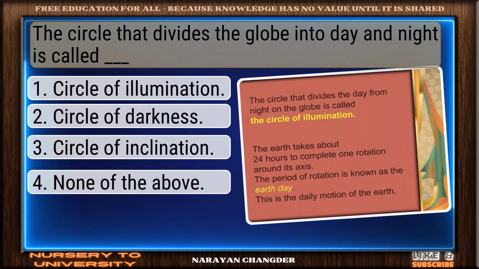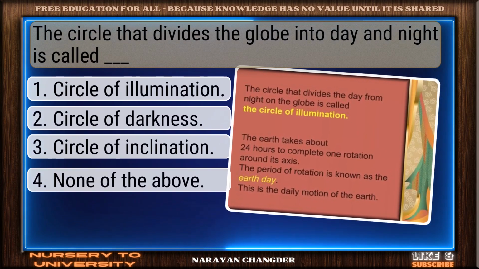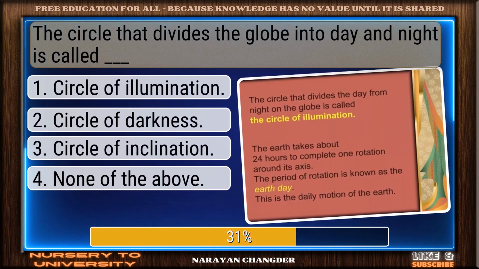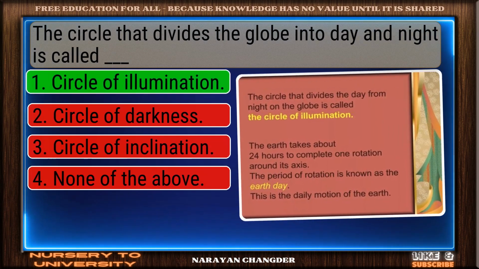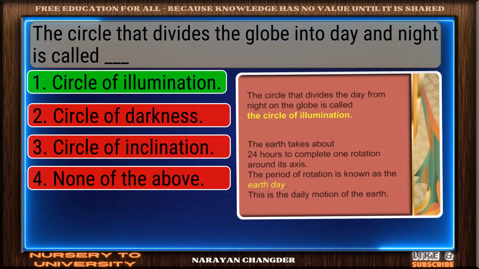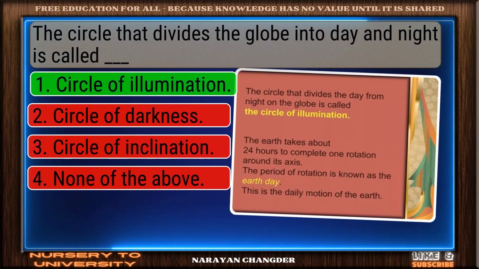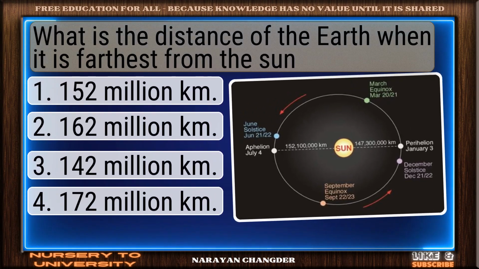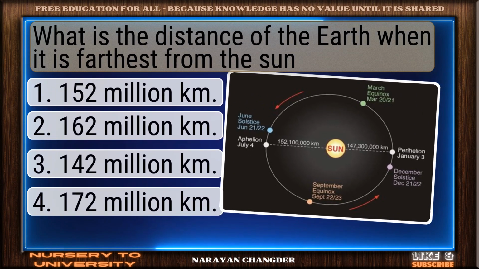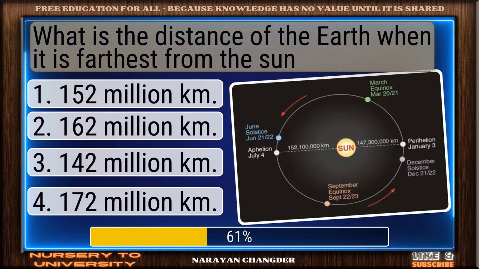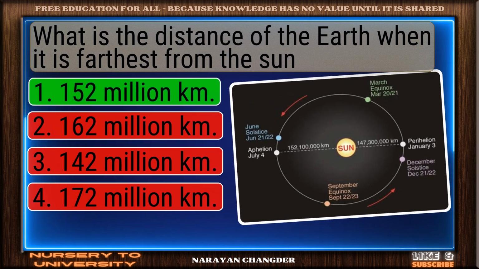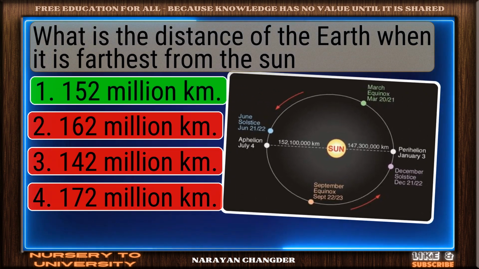The circle that divides the globe into day and night is called ___. Well picked. Circle of illumination is the correct answer. What is the distance of the Earth when it is farthest from the Sun? On track. 152 million km is the correct answer.